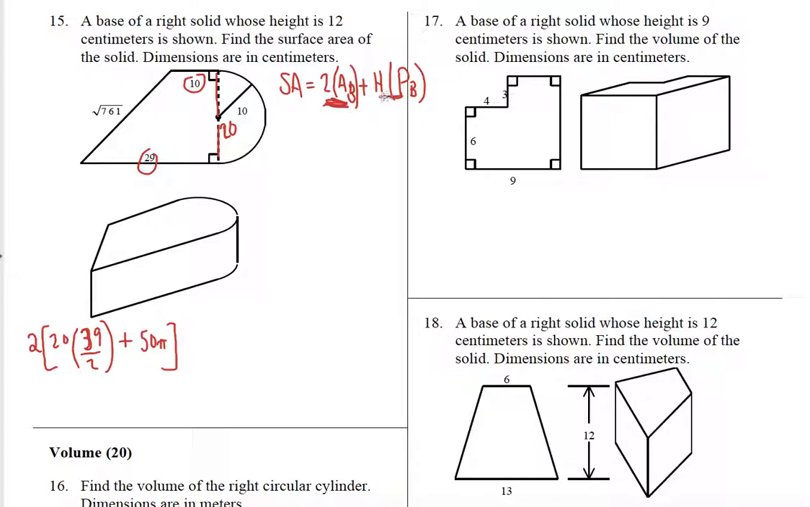Now we need to do the perimeter of the base times height. So the height is 12, that's given to us. And then the perimeter of the base is just the length of all the sides added together. So we have the square root of 761 for that diagonal side. And we can't really add or subtract that with anything because there are no other radical expressions. So we have the square root of 761 plus 10 plus 29, which is 39, plus the half circle, which is going to be 10 pi.